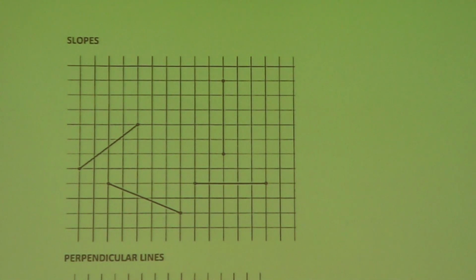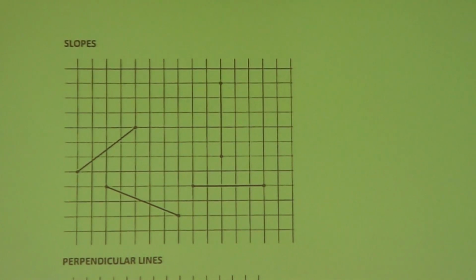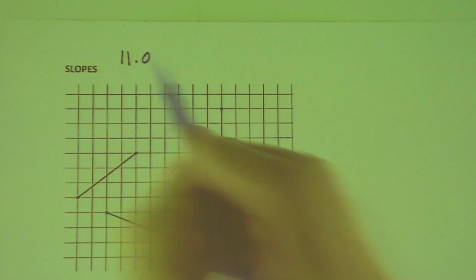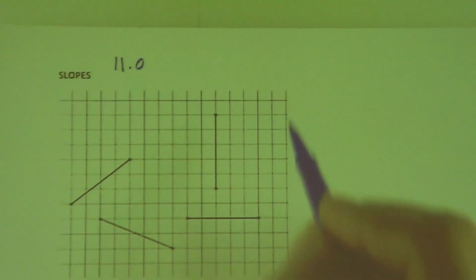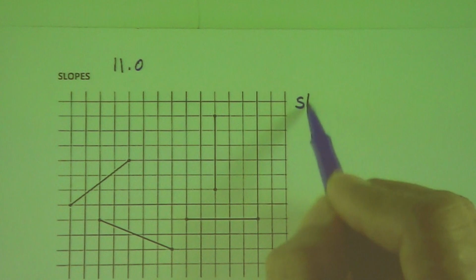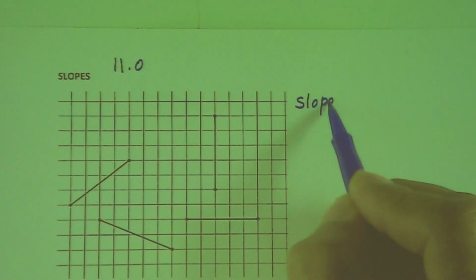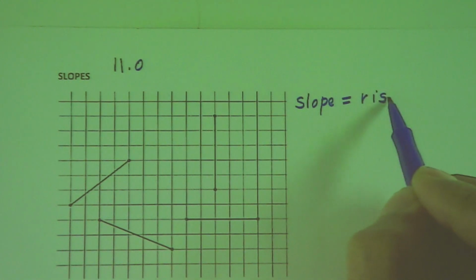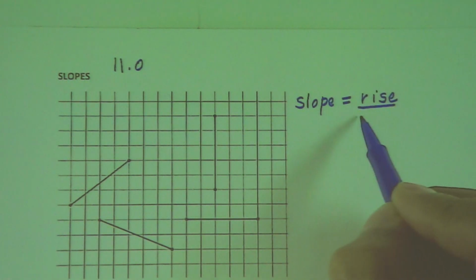The first thing that we're going to do in chapter 11, we are going to review how to find slopes. So this is, I'm calling this 11.0. Now you will recall that the slope of a line is given by rise over run.